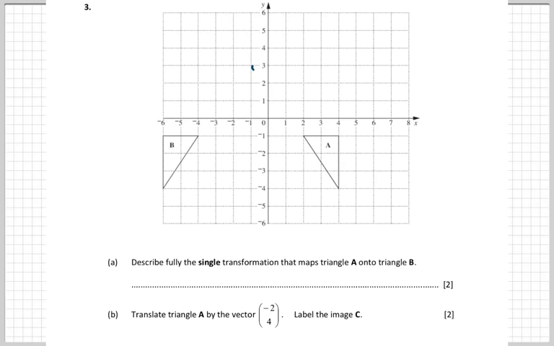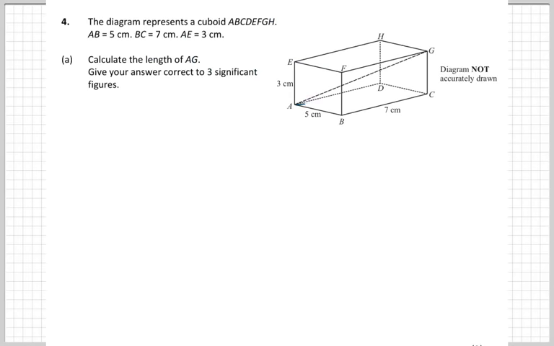If we look at how A gets to B, it's clearly a reflection, and it's in this line. And on this line, all the x values are -1, so it is the line x is -1. For the translation, we're going to move 2 units to the left and 4 units up. So I pick a corner, and then I draw that corner again, and draw the triangle the same orientation, label it C. Next question.